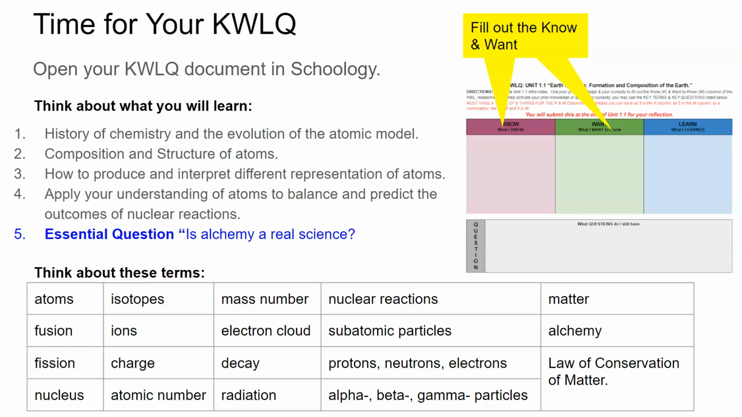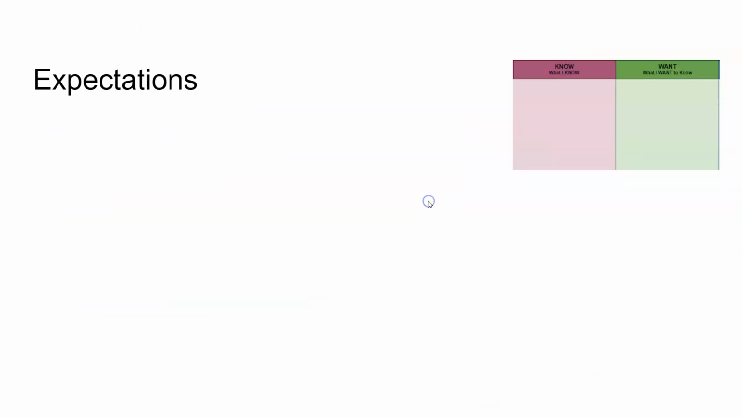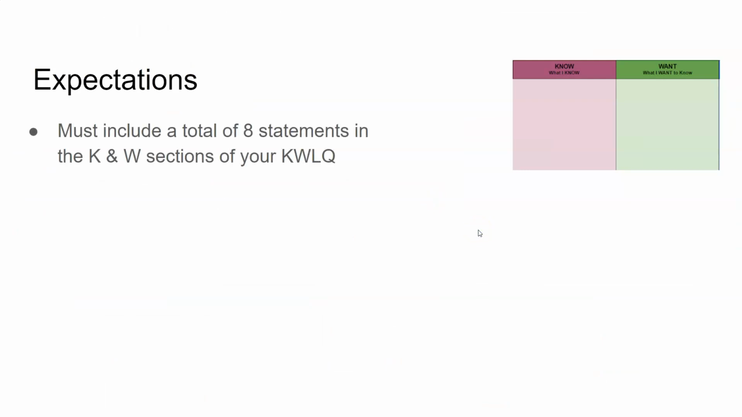Okay, so if you need more time to read through the vocab words, please do. I just want to now go over the expectations for this KWL. So what are the expectations? First of all, you need to include a total of 8 statements. You can do more, but you can't do less. And that is to be distributed between the K and the W columns.